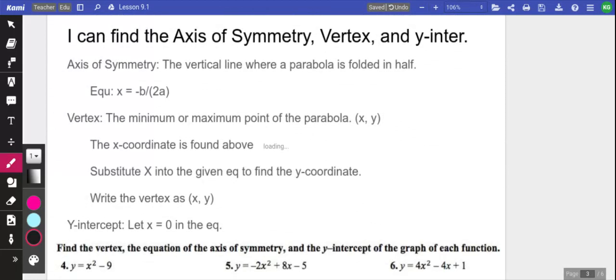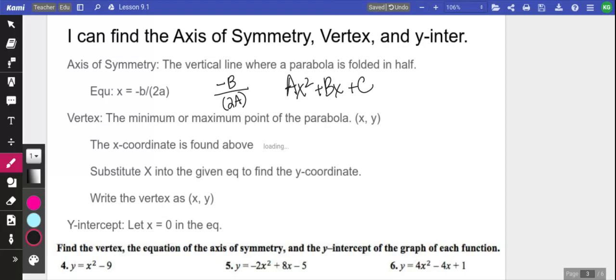All right, so after we've done it the easy way with finding the table, what we're going to do is start plotting a couple of major components of a quadratic. So the first thing we're going to talk about is the axis of symmetry. The axis of symmetry is a vertical line where your parabola is folded in half. To find that, you're going to do the opposite of the b coefficient over 2 times the a coefficient. Remember, it goes ax squared plus bx plus c.